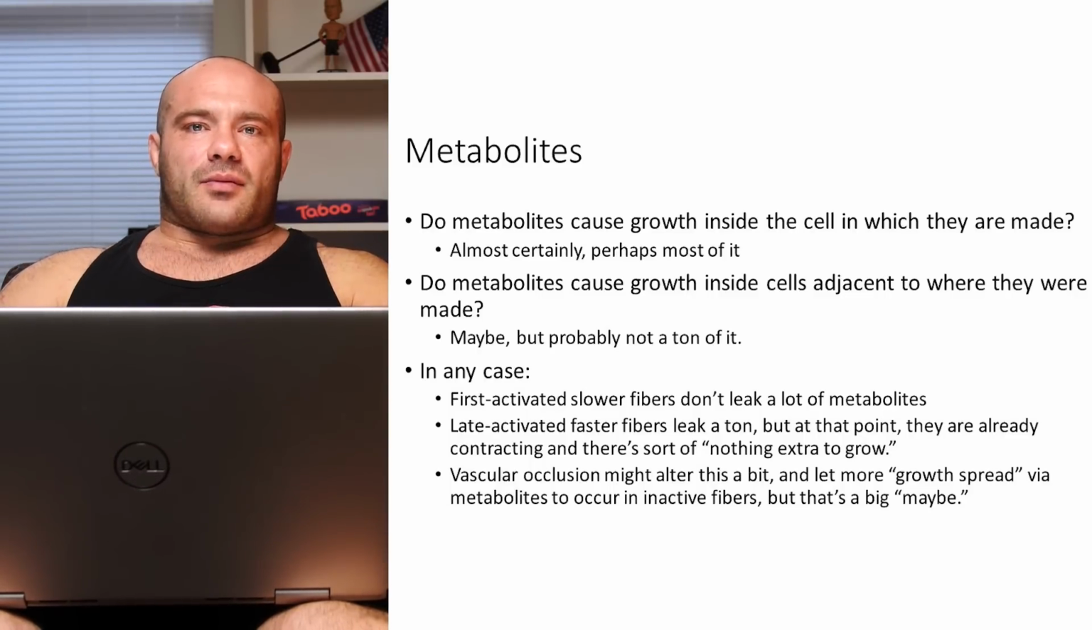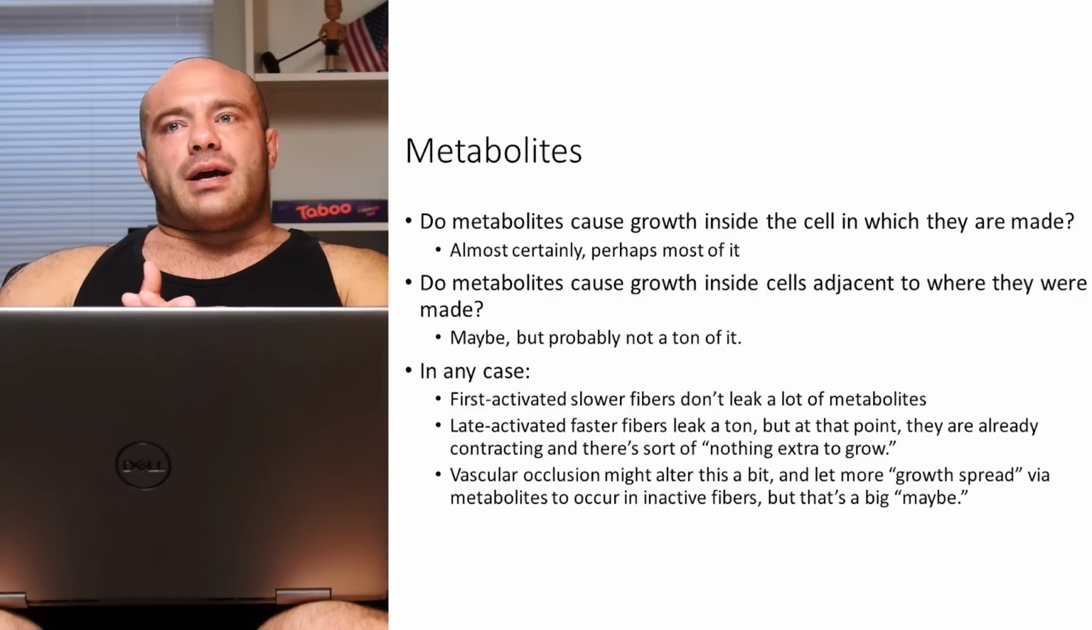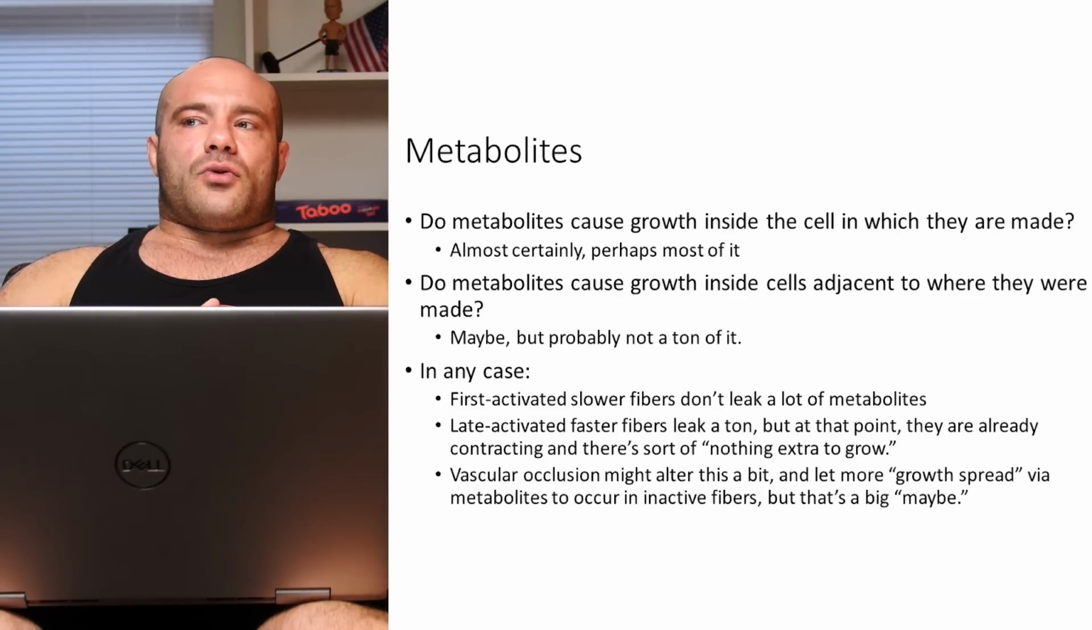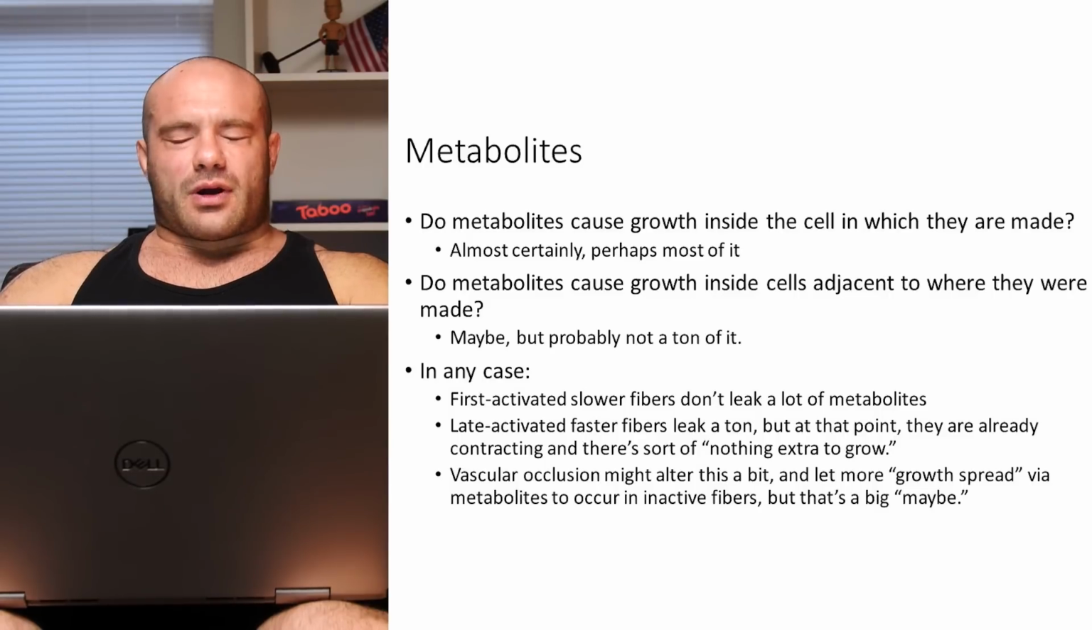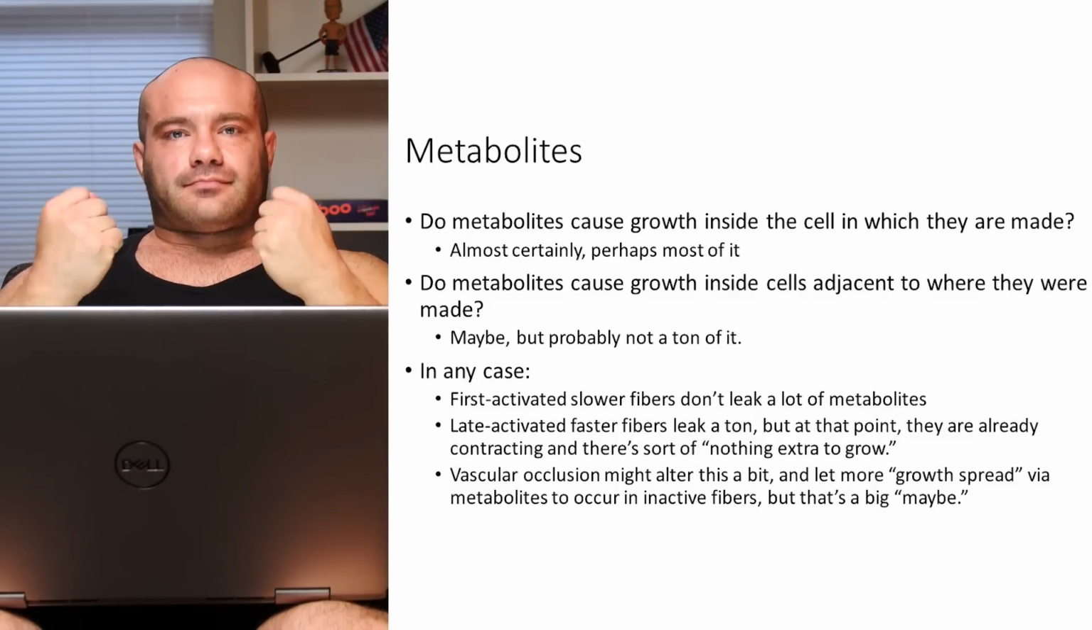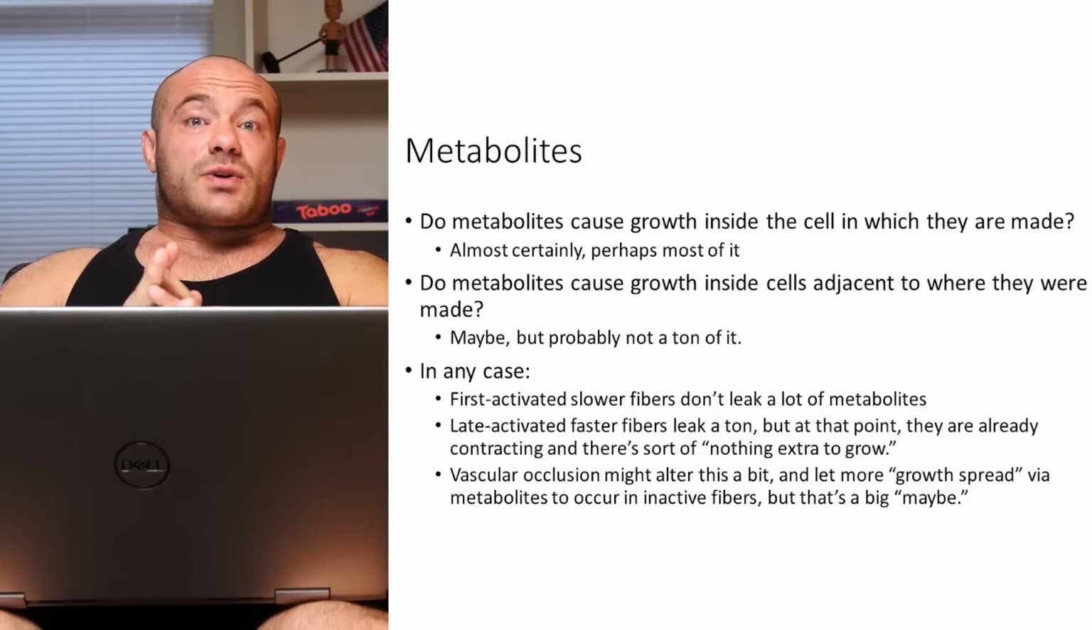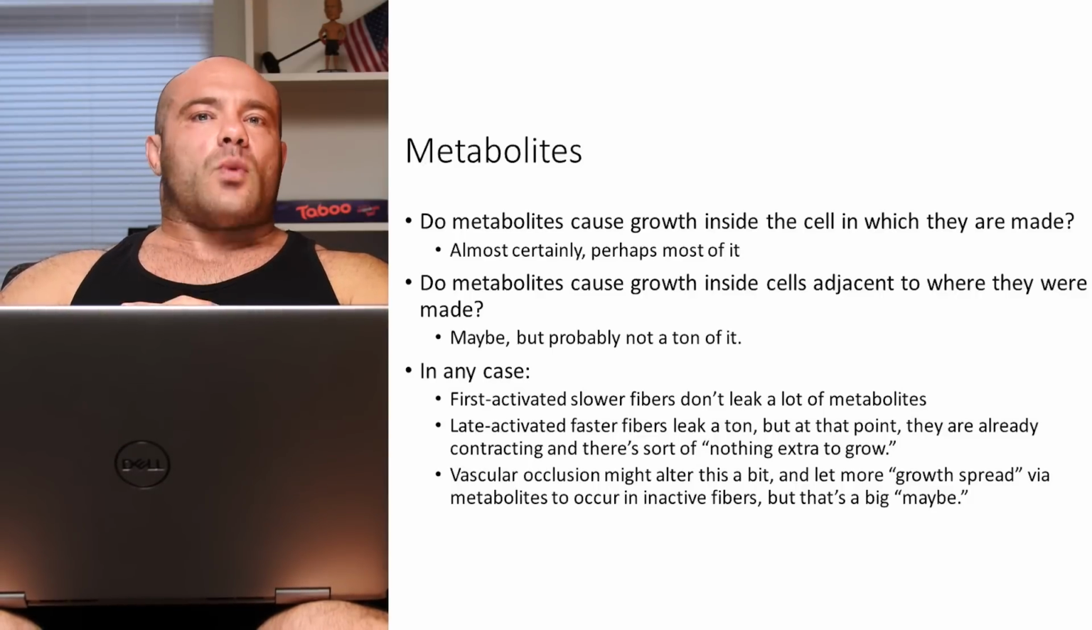To make this a little bit more complex, we can say, okay, what if metabolite growth really did affect adjacent cells? How would that work? Well, you start doing a set, and your slow twitch fibers are the ones that turn on first. Let's say it's a set of 20.